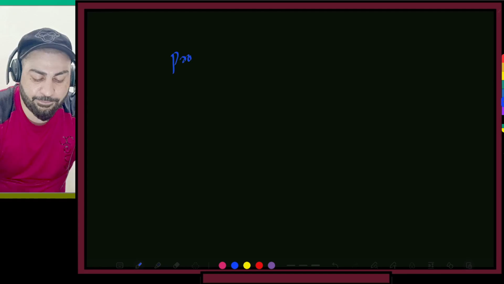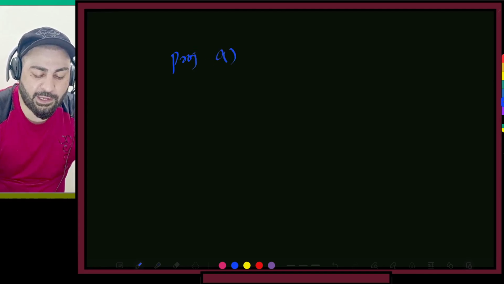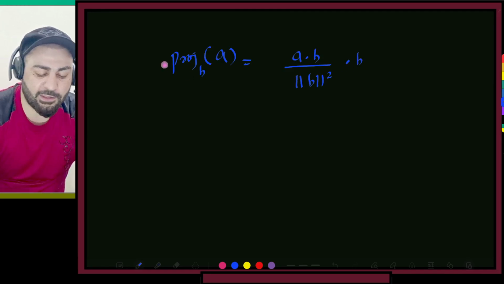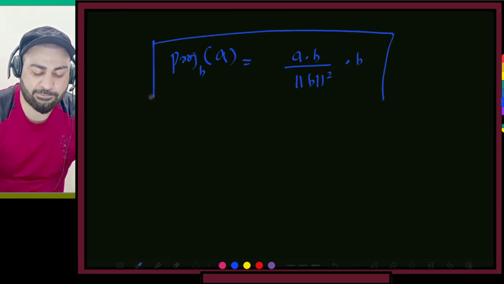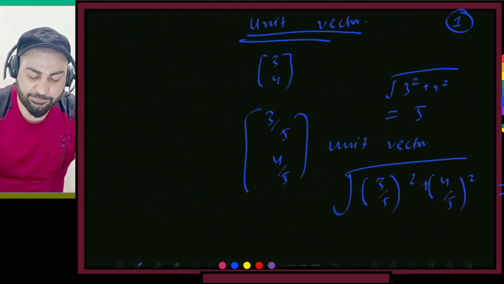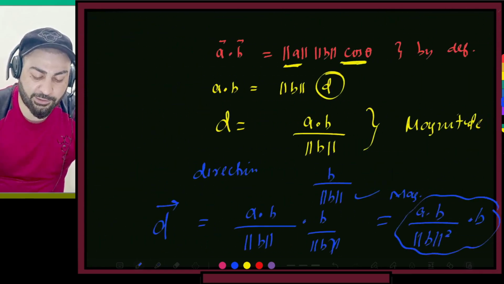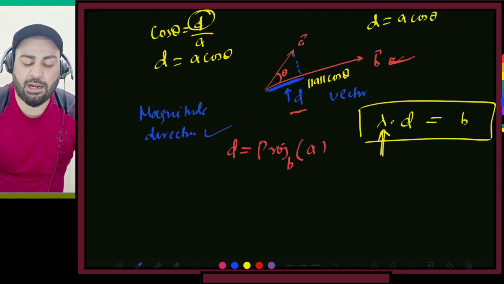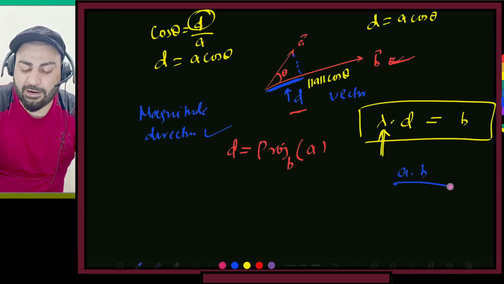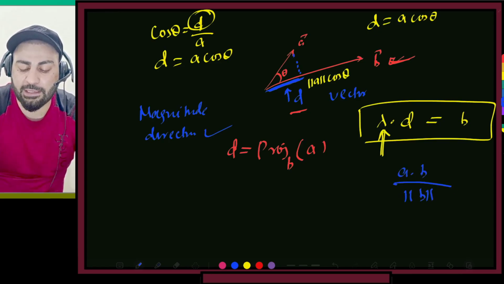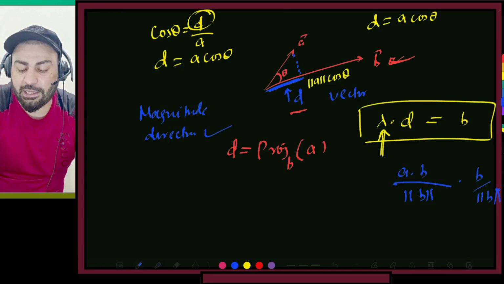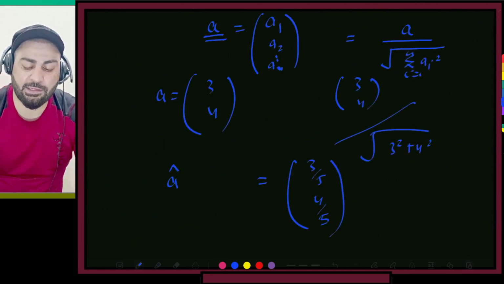The projection of vector a onto b is the dot product of a and b divided by the magnitude squared, multiplied by vector b. This is how you compute the projection, and you get this vector over here. Its magnitude is d, which is a dot b divided by the norm of b. If you want the direction also, you just multiply by the unit vector of b. That gives you the whole vector.